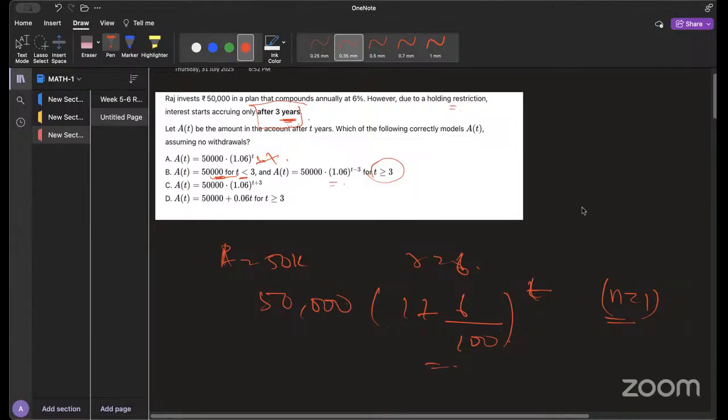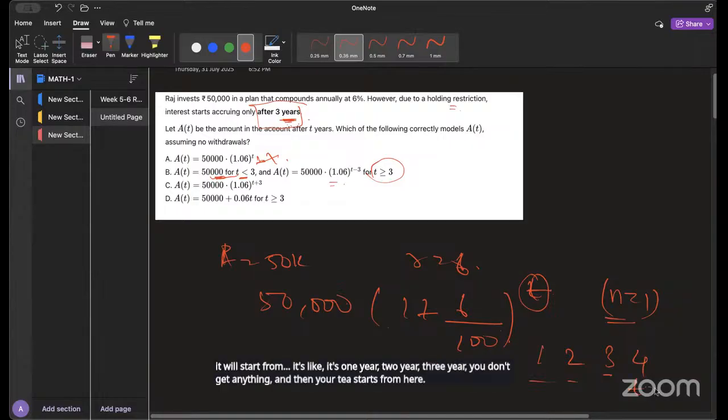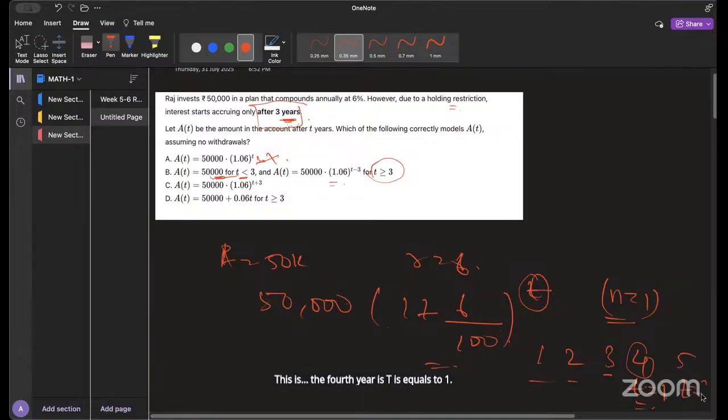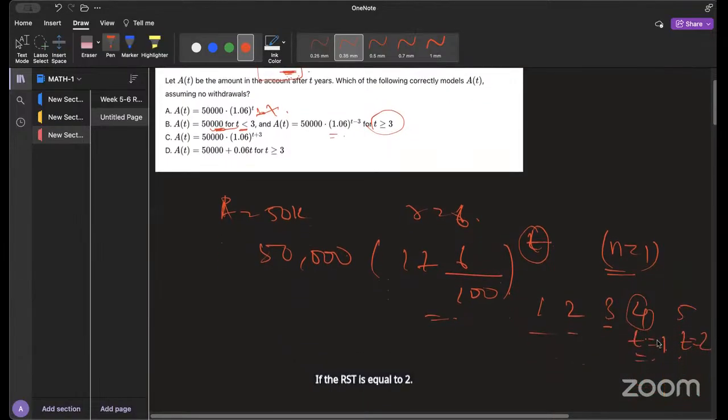After t years, your t here will start from, it's like this, 1 year, 2 year, 3 year, you don't get anything. And then your t starts from here. This is your 4th year, t is equal to 1. 5th year is t is equal to 2. What you're doing here is you're subtracting 3 from the original t to get this t. Is this fine? Is this thing clear?